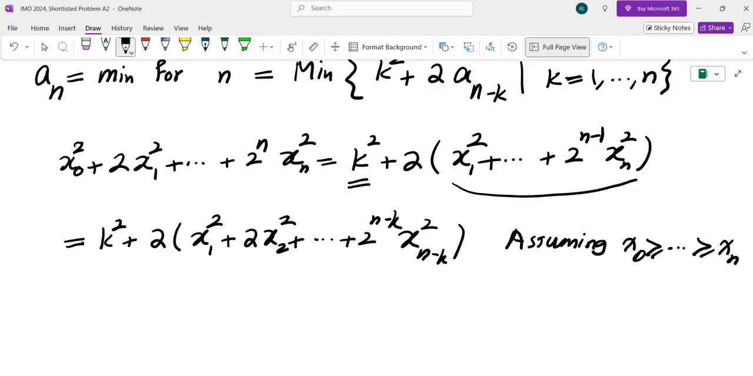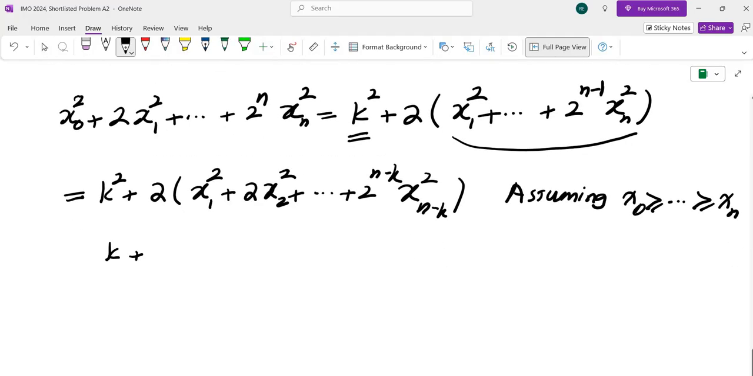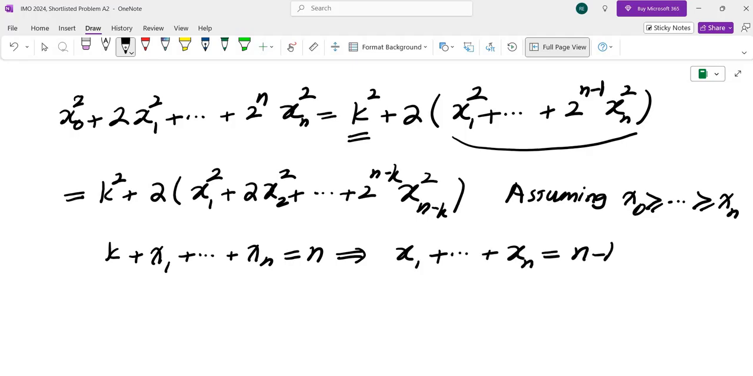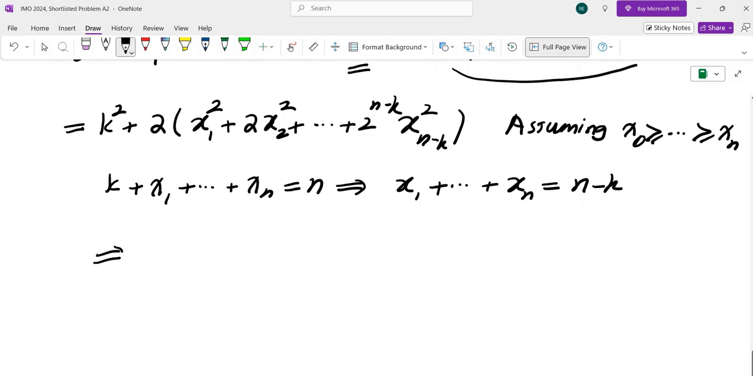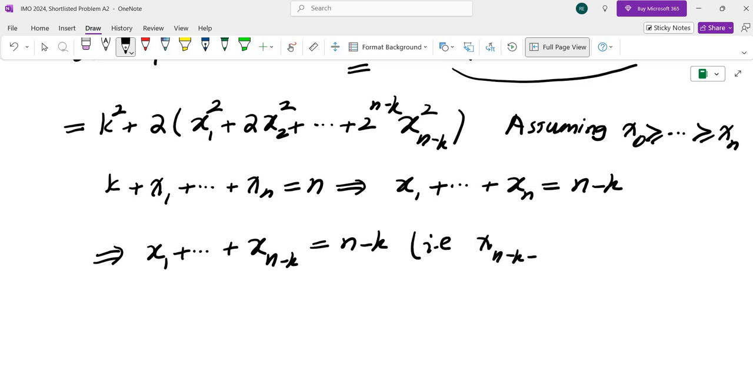And the reason is k plus x1 through xn is n. So that means x1 through xn would have to sum to n minus k, which means only the first n minus k can be non-zero. So the rest of them would have to be 0. So x_(n-k+1) all the way to x_n would have to be 0.